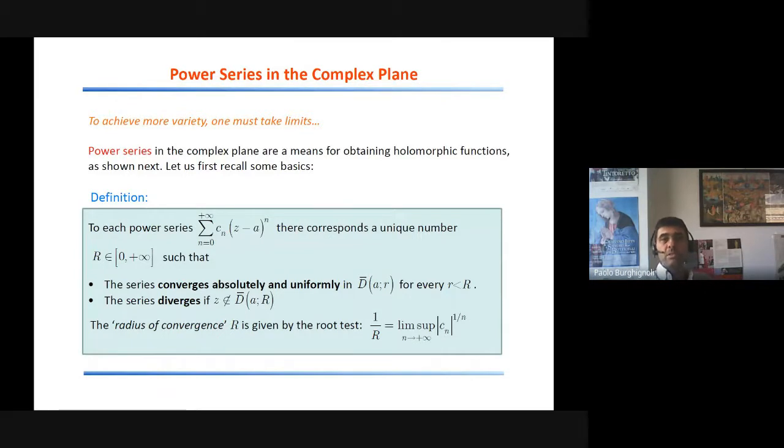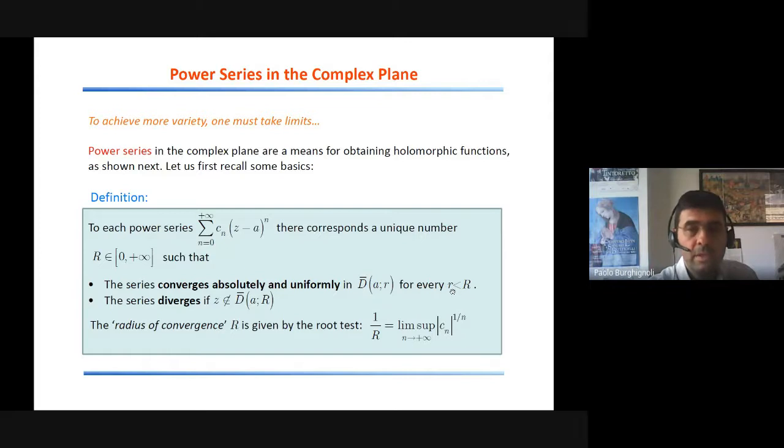To each power series, where you can see here now you have an index n which goes from 0 to infinity, you have coefficients cn, and there is the nth power of the increment z minus a. Well, to each power series of this kind, there corresponds a unique number, R, which may be equal to 0 or larger than 0, and can also be equal to infinity, such that the series converges absolutely and uniformly in any disk D with center a and radius r for every r which is less than capital R.